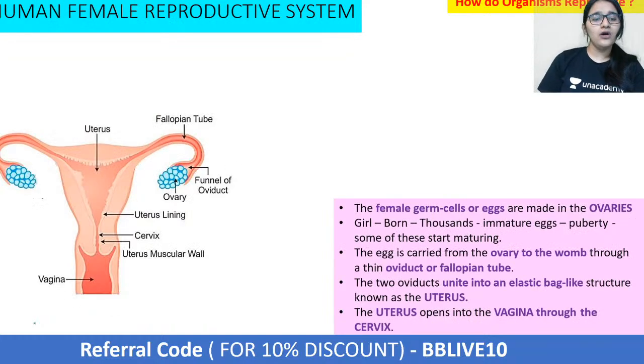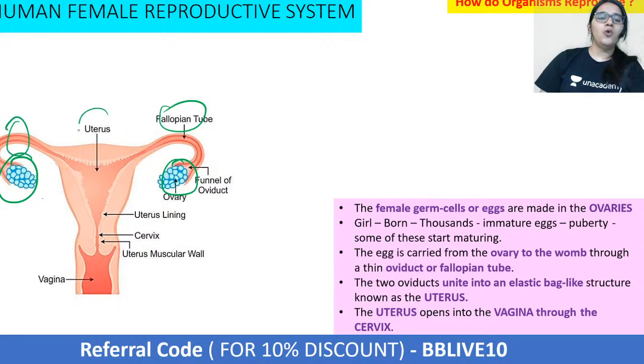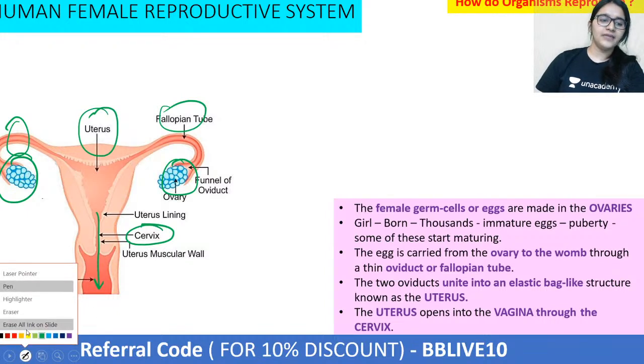Now, what are the organs that make up the human female reproductive system? The human female reproductive system is made up of a pair of ovaries, a pair of fallopian tubes, and one bag-like structure which is called the uterus. Then the uterus opens up into the vagina through something called the cervix. These are very important things that make up the whole female reproductive system.